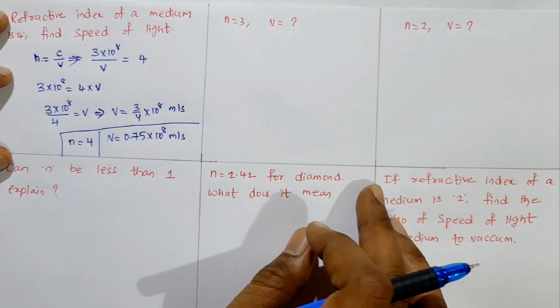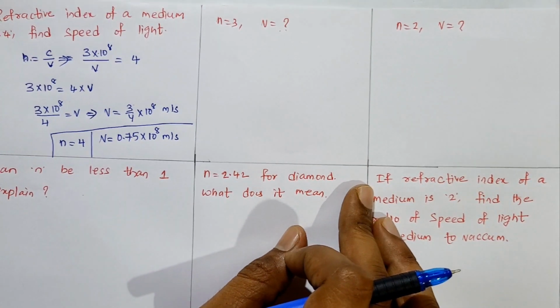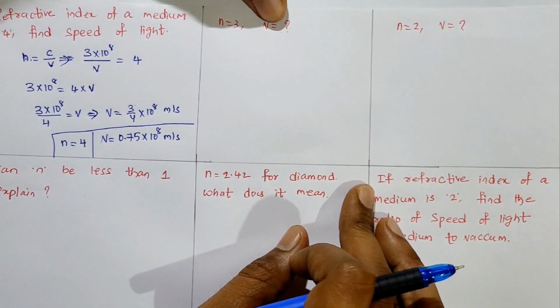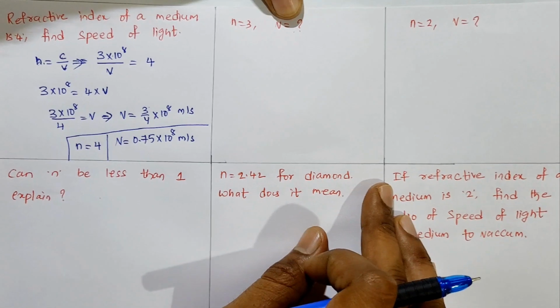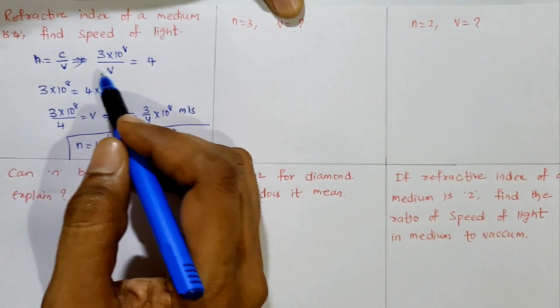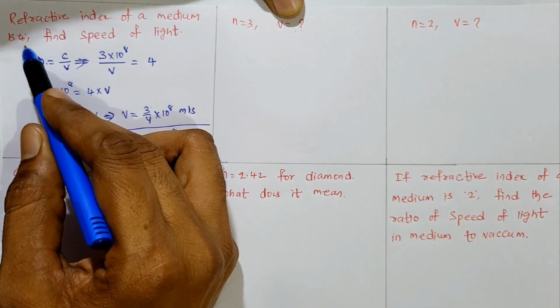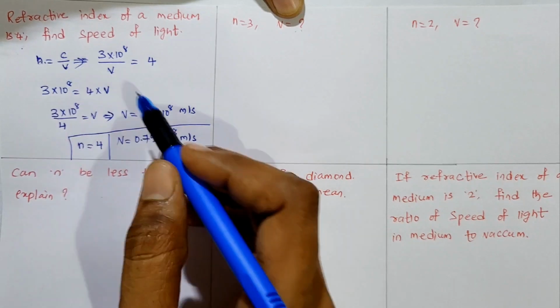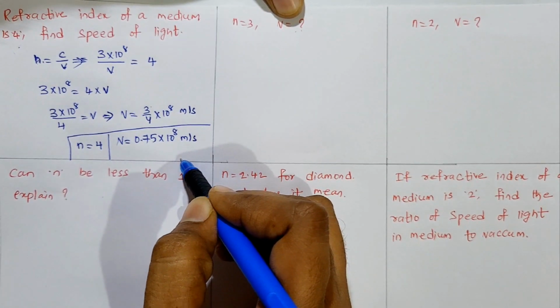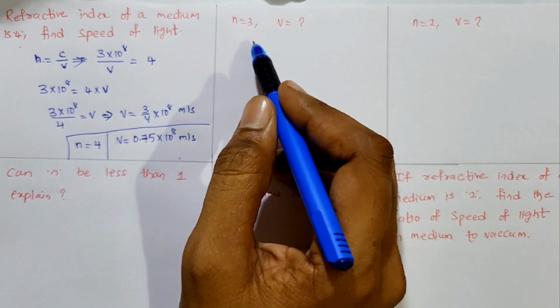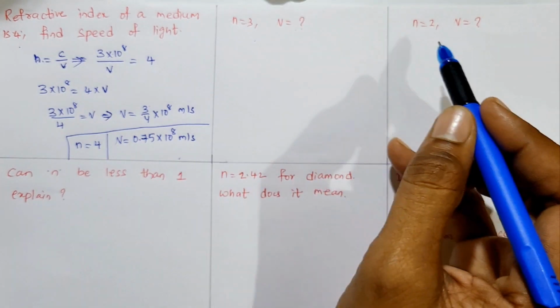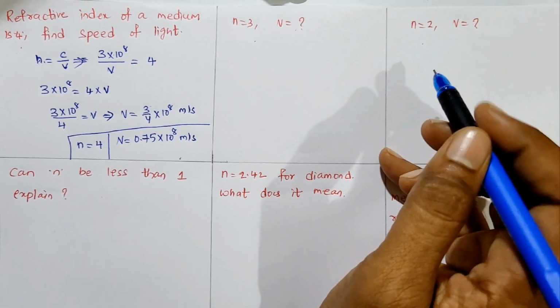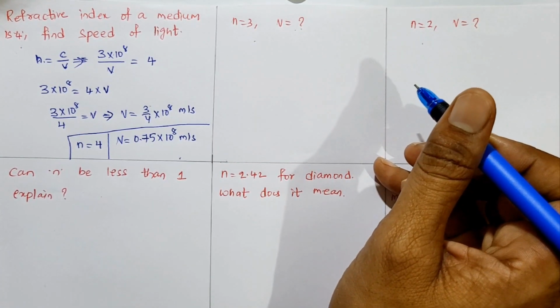Let us come to this question now. What is given now? n is equal to 3. Now observe neatly here. Here, what is the n value? n value is 4. You got the speed of light as 0.75 into 10 power 8. Now n value decreased to 3. Next n value decreased to 2. What happens to v? You have to see neatly now.